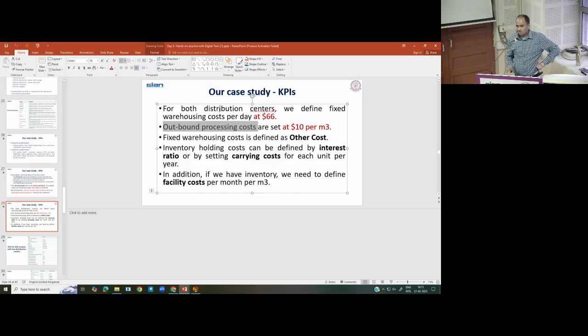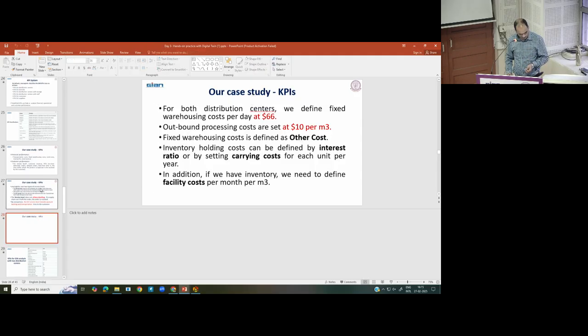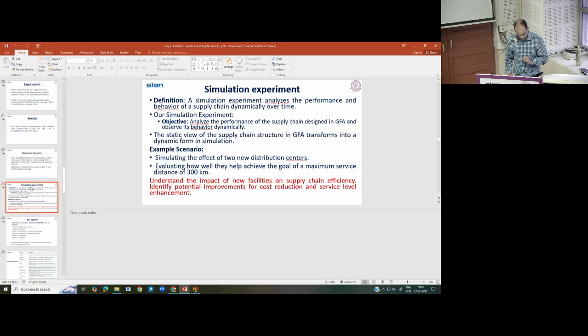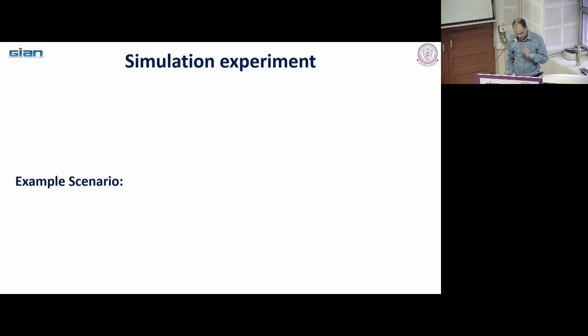Warehousing cost is managing the inventory within your warehouse, that's your warehousing cost. Outbound cost will come when you are moving the goods out of that distribution center. So outbound processing cost is 10 USD per cubic meter. Fixed warehousing cost is defined as other warehousing cost, inventory holding cost as a carrying cost. Okay, so those are the things. But before that, I want to show you what the simulation experiment is basically.